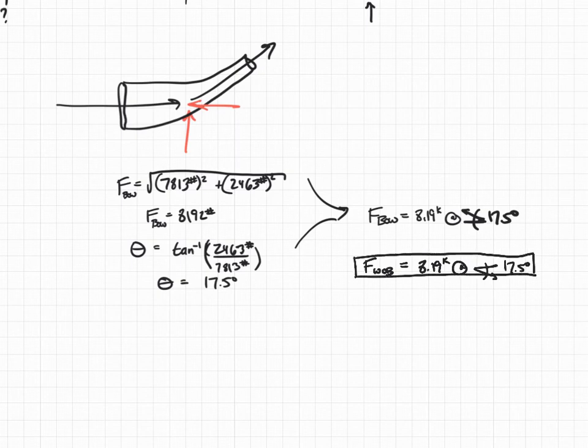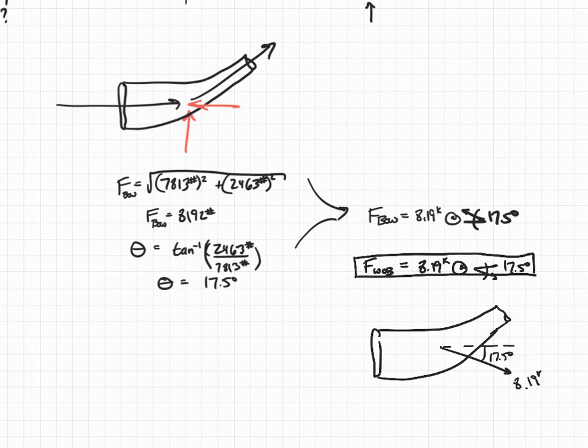Okay, so there you go. So if I were to redraw this, and I wanted to draw the force of the water on the bend, the water would be pushing it that way. All right, 17.5 degrees with 8.19 kips.